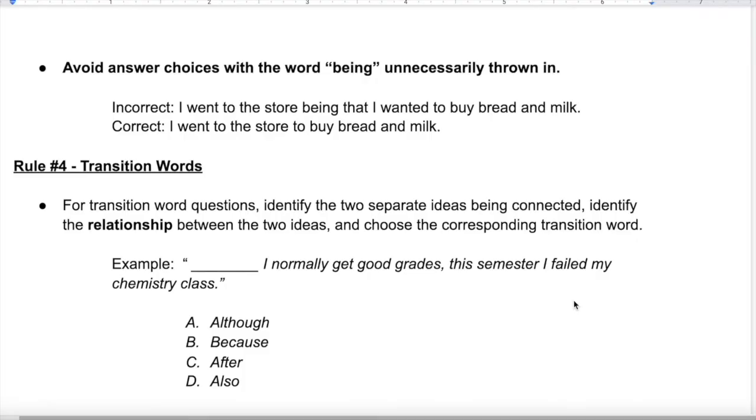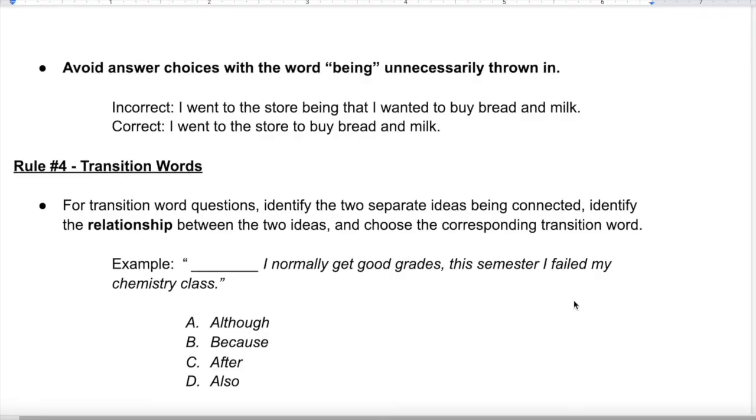It is. I see that word being pop up a lot on incorrect answer choices on the TSI. Adding unnecessary complexity. I'm not saying it won't be right, but be very suspicious of it. If it's totally unnecessary and there's a simpler answer choice that doesn't have that extra, like, being that this is the case. I haven't seen one yet be a correct answer choice, so I'd be extremely suspicious of it.